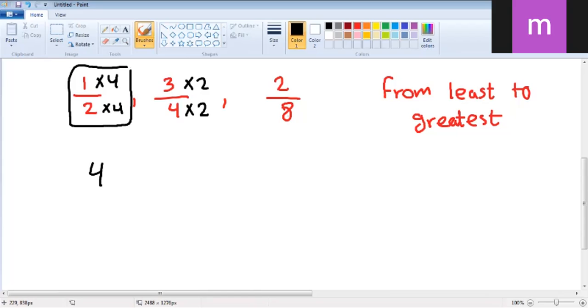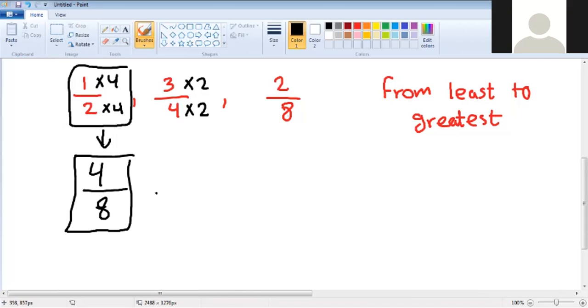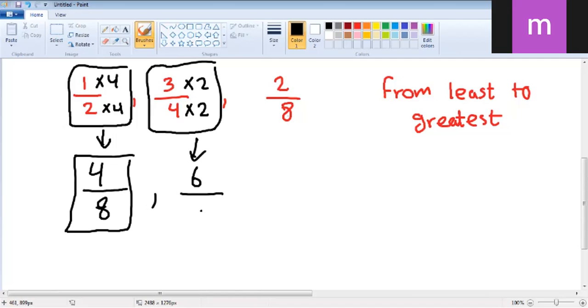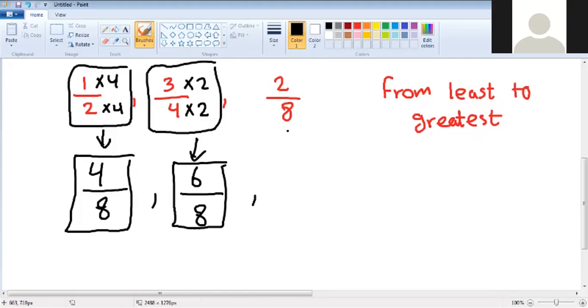1 times 4 is 4. 2 times 4 is 8. Look, so it's going to be 4 over 8. And what about this one? It's going to be 6 over 8, sorry. 6 out of 8. And then the last one is the same. Yes, drop it as itself.